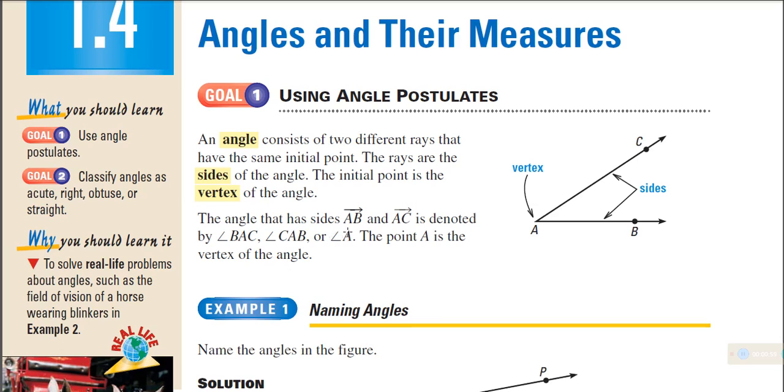So the angle has sides AB and AC and is denoted by angle BAC o kaya angle CAB. Laging ang panggitna ay yung vertex, tapos ang dalawang side ay yung mga points on the ray. Pwede rin naman tawagin siya na angle A. Only the vertex will be mentioned. Okay lang din yon. And this is the symbol that we use for angle.